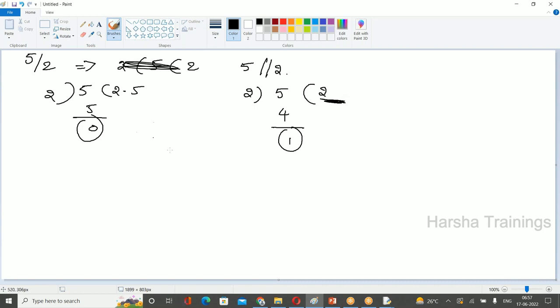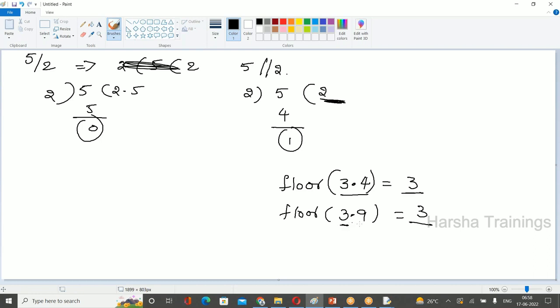Floor. What is meant by the term floor? Floor is a mathematical term. Remember the term floor. If you write floor of 3.4, the answer is 3 only. If you pass any floating point number, it automatically converts to the nearest lower integer. Floor of 3.4, the answer is 3. Suppose the floor of 3.9, in this case also the answer is 3. Only the integer part is returned. So 2 into 2 is 4, this is the one. So the answer is the quotient 2.